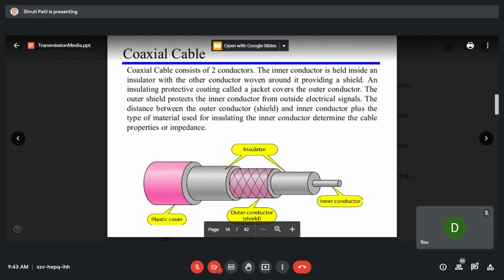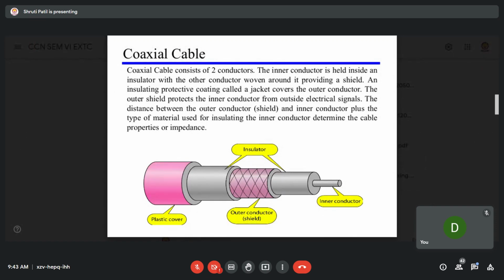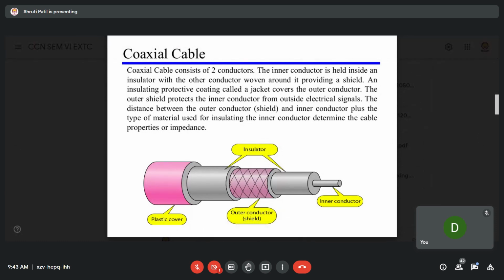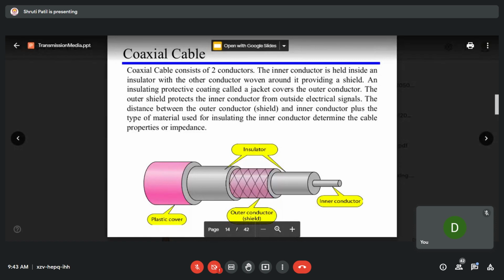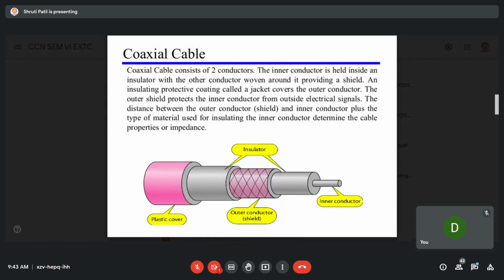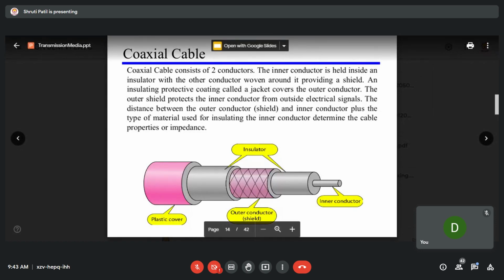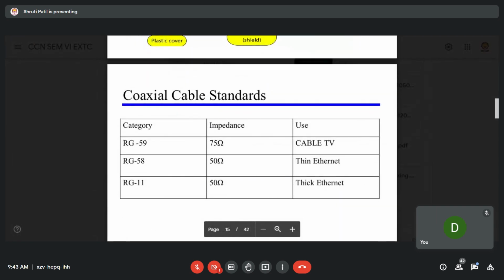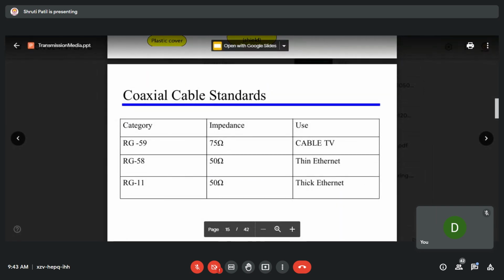The outer shield protects the inner conductor from outside electrical signals. The distance between the outer conductor and the inner conductor, plus the type of material used for insulating the inner conductor, determines the cable properties or its impedance. So there are different categories.